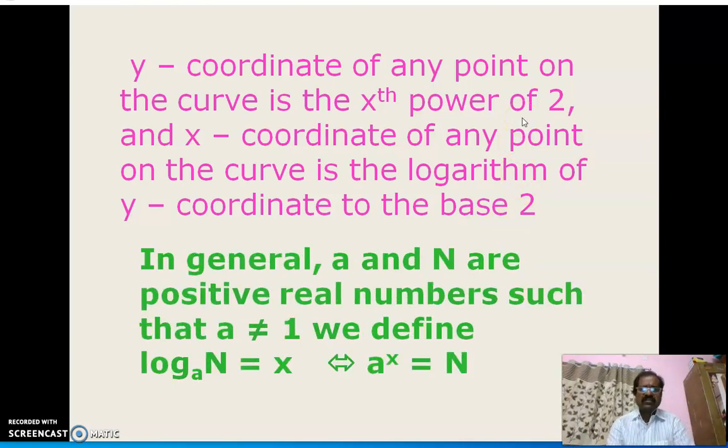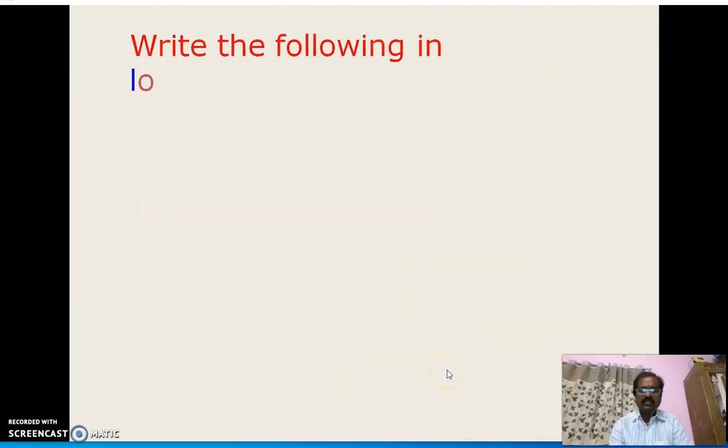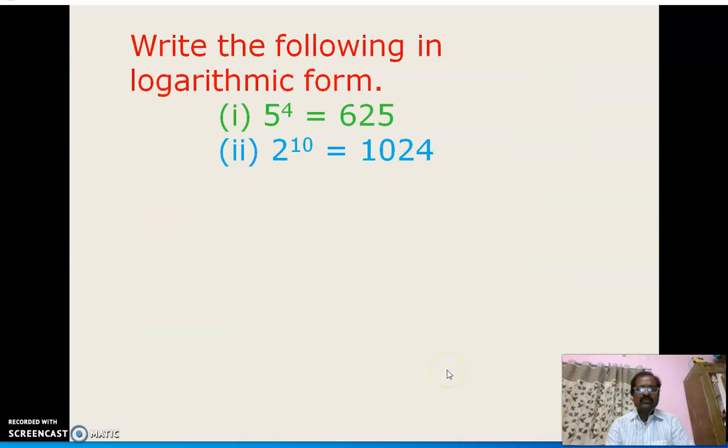In general, a and n are positive real numbers such that a is not equal to 1. We define that log n to the base a is equal to x if a to the power of x is equal to n. The general form of the logarithm is log n to the base a is equal to x, a to the power of x is equal to n. Following are the logarithmic forms.